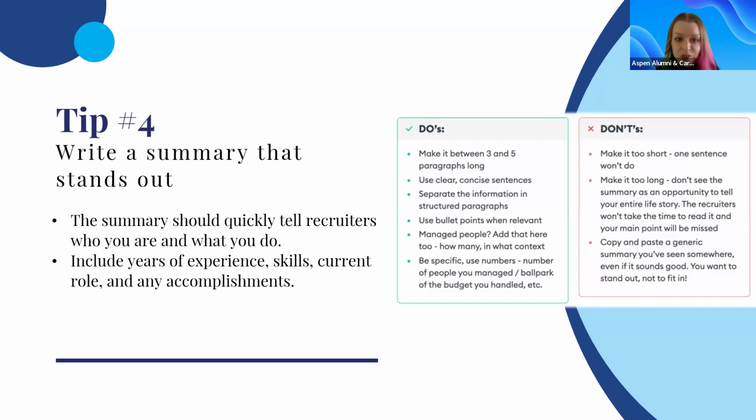And then we do have some do's and don'ts for the summary section here. You want to make it between 3 and 5 paragraphs. One sentence is too short and doesn't take advantage of the space, but it doesn't need to be a novel either. You do want to use structured paragraphs and bullet points when appropriate, and make sure to mention it if you have management experience. Use numbers whenever you can.